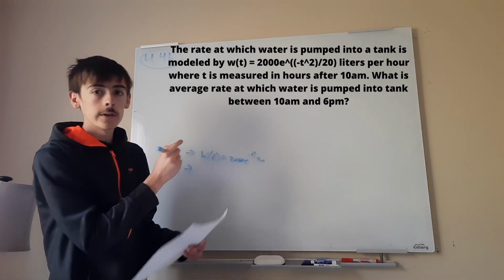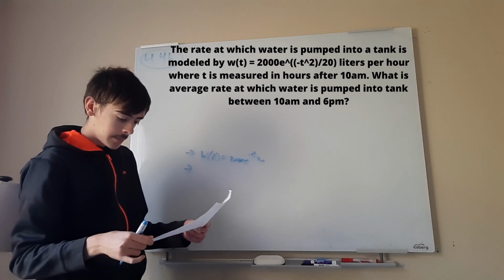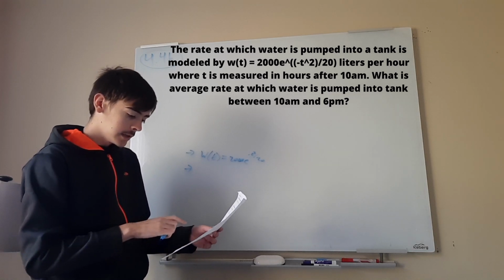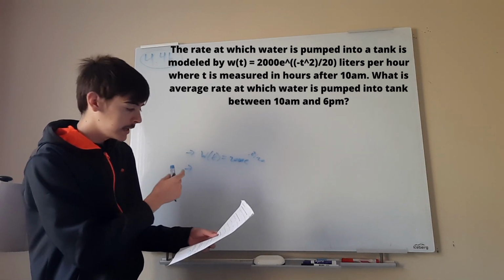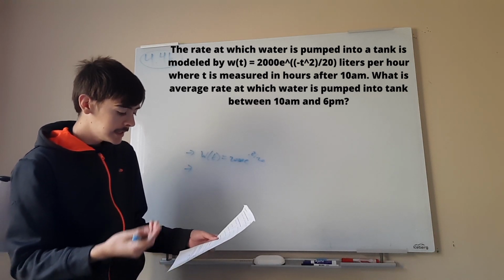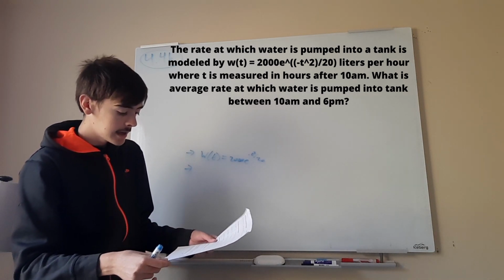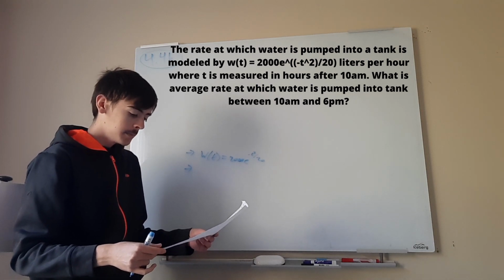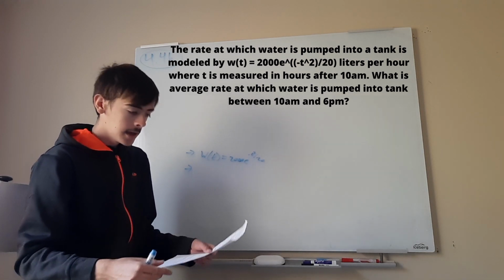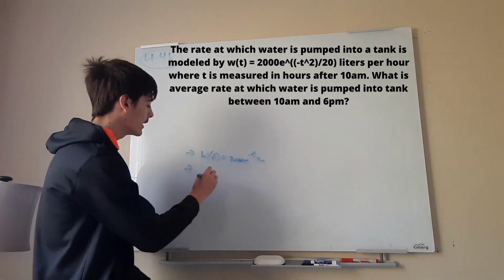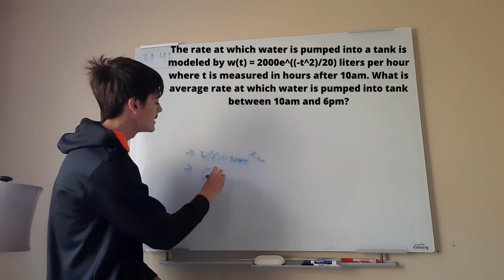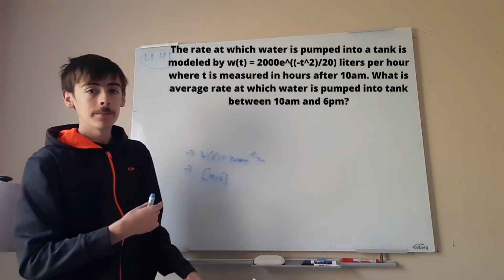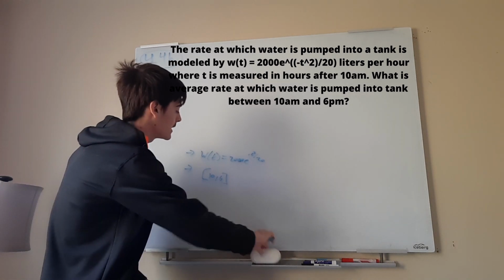So let's move on and see if we can find our interval. It says that this function is measured in liters per hour, where t is measured in hours after 10 a.m. So find the average rate at which water is pumped into the pipe between 10 a.m. and 6 p.m. The issue here is we are not going to do an interval of 10 to 6. Even though it says 10 a.m. to 6 p.m., that's not correct.